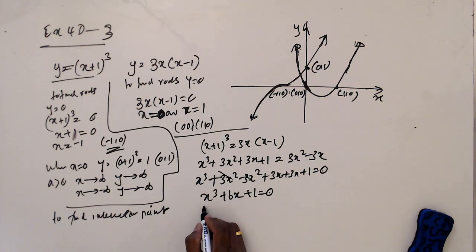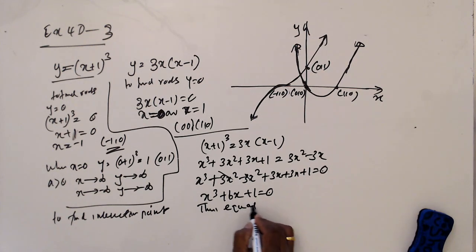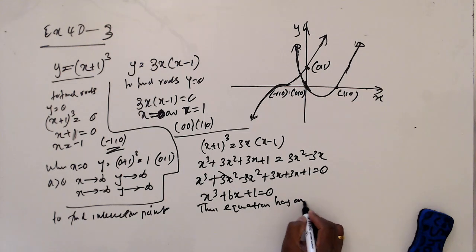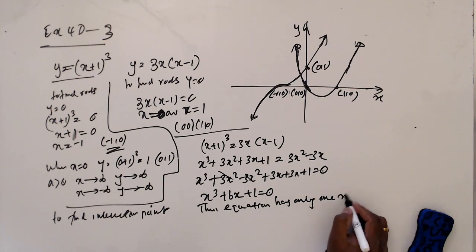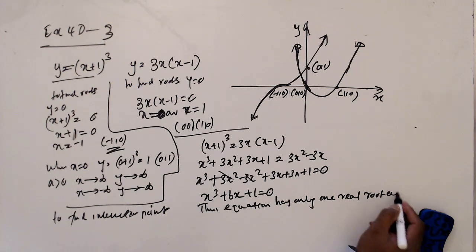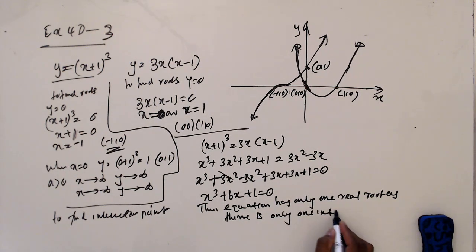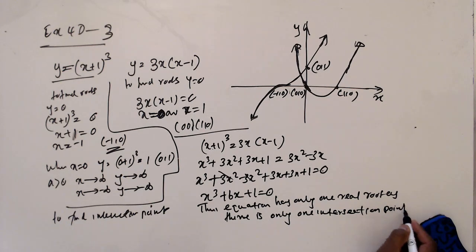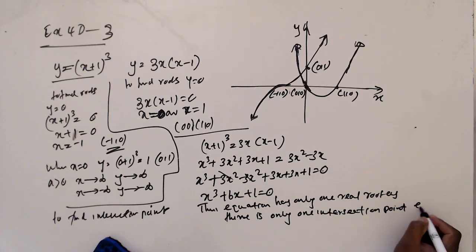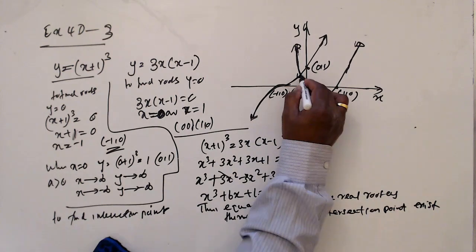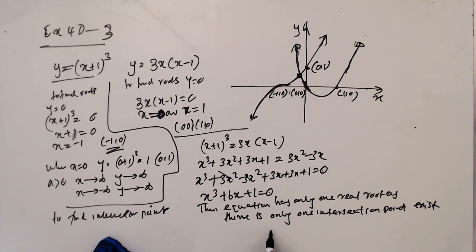So you can finally write your answer. This equation has only one real root, as there is only one intersection point. Only one intersection point and only one real solution. The others are going to be imaginary solutions.